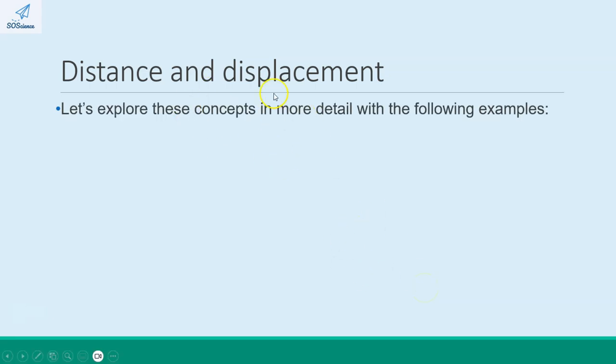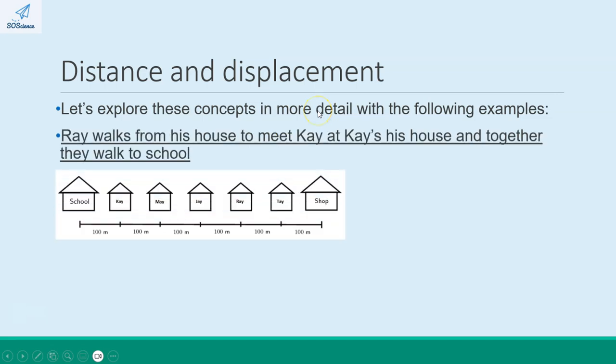So let's explore these concepts in more detail here. Ray walks from his house to meet Kay, and together they walk to school. So the first question is, what distance did Ray cover?